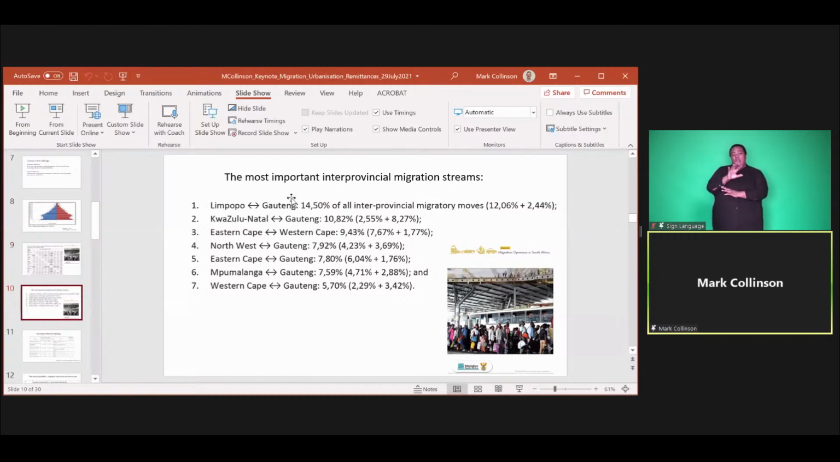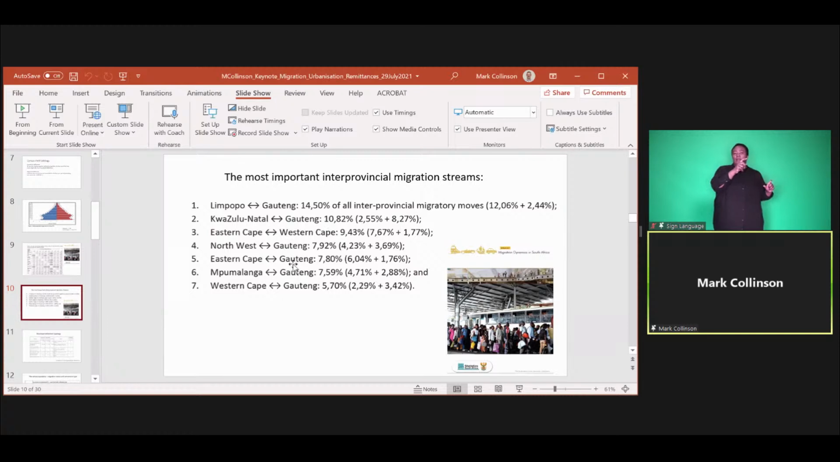Right, the Limpopo-Gauteng corridor or stream, we mentioned that already. It's actually the biggest of all in the country in that census. And I showed you those figures, and others are all a bit similar. KwaZulu-Natal, strong links, 8.27% of the interprovincial migrations moving from KwaZulu-Natal to Gauteng. Eastern Cape to Western Cape, this is its own dynamic, and we see the other big metropolitan area coming here.